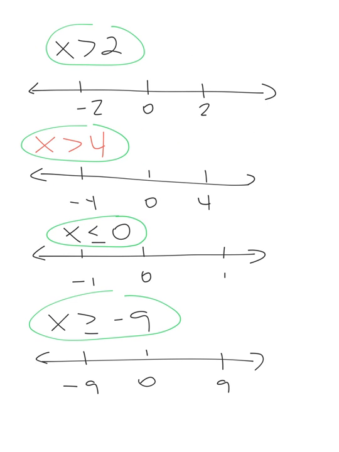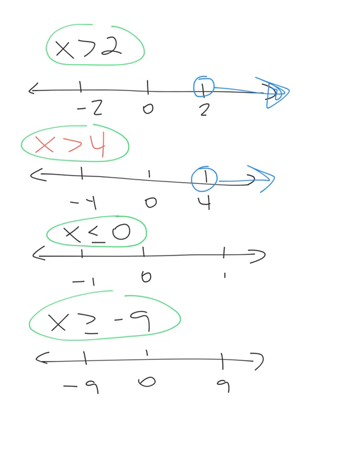Okay, let's take a look at these 4 problems. If you want, you can go ahead and pause the computer and just jot these down and see how you do. So we have x is greater than 2. So we have a greater than, and we have a 2. Greater than, open circle, arrow to the right. Greater than 4, open circle, again to the right.